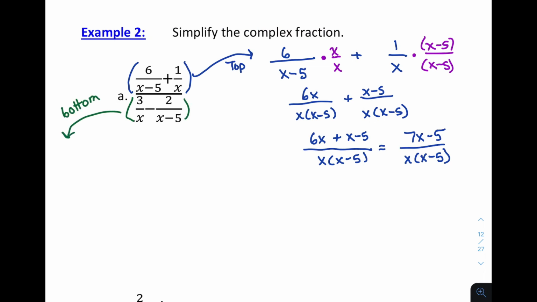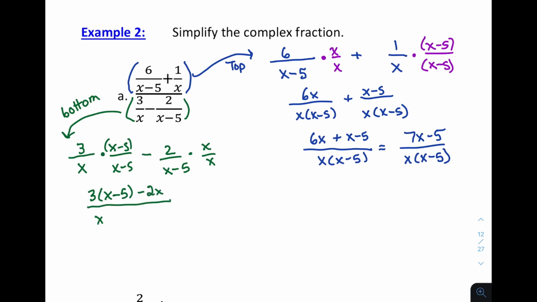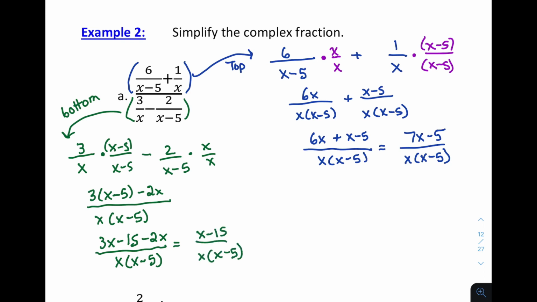Same idea. So I'm going to do my 3 over x minus 2 over x minus 5 by multiplying to get a common denominator. And then I'll be able to actually write it as a single fraction. If I distribute my 3 to my x minus 5, I'll have 3x minus 15 and then minus my 2x, and I can combine some like terms to end up with x minus 15 over x times x minus 5.